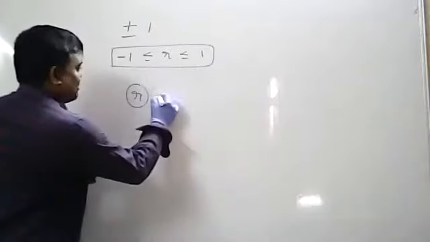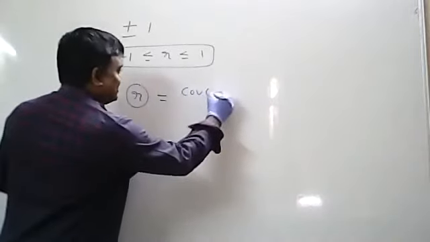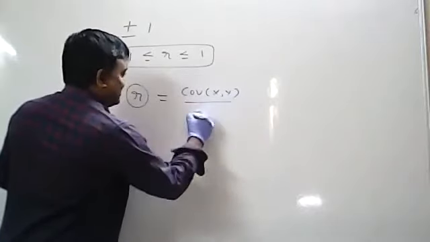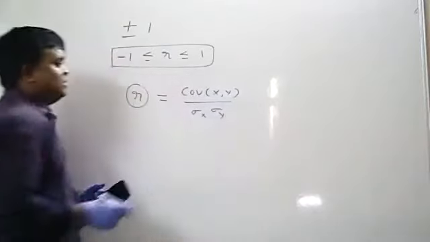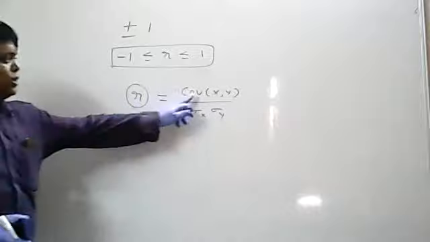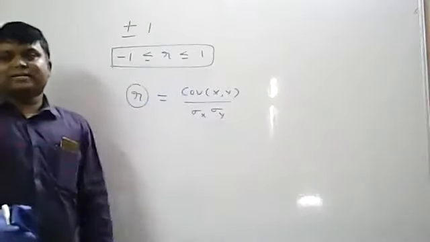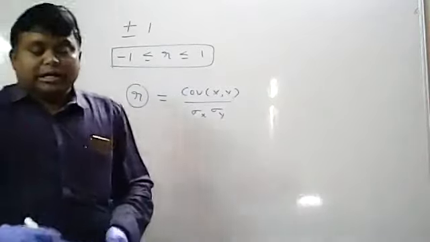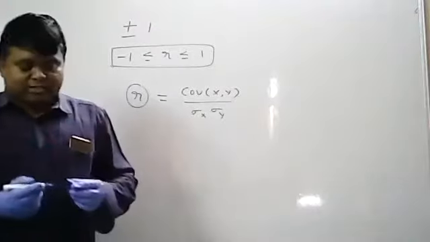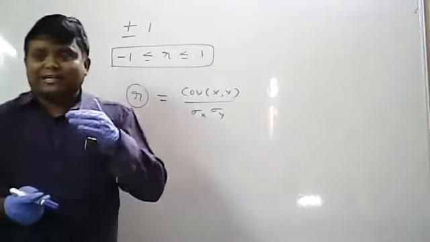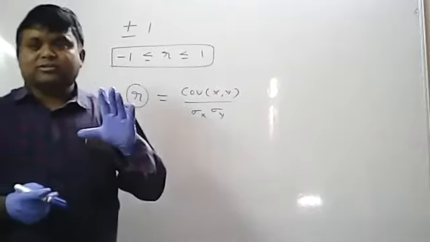Next line. What is the small r formula? All of you know the small r formula: covariance of x comma y by sigma x into sigma y. Given by r equal to covariance of xy by sigma x into sigma y. Now you know the formulas. Covariance of xy formula in terms of usual notations. Only usual notations we will use.